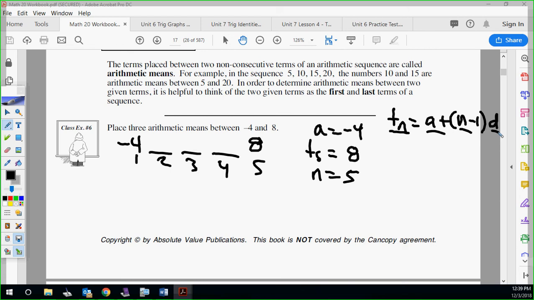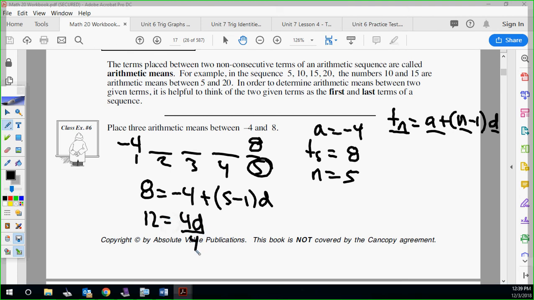Because they told us -4 and 8, and there's 3 in the middle. So that means there's 5 spots here. So 5 is what 8 is equal to. So we're saying term 1 is -4, term 5 is 8. Okay, so here we go. 8 equals -4 plus 5 minus 1 times d. So now you can see we just solve. Add the 4. 12 equals 5 minus 1 is 4d. So d is 3.